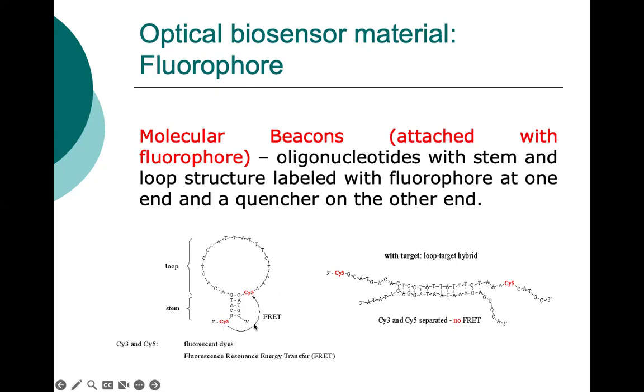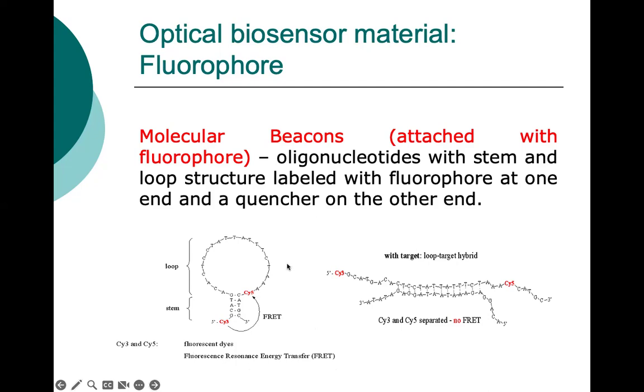When they are very close together, there is what we call fluorescent resonance energy transfer. In short, it's called FRET. FRET can be measured in the form of a fluorescent signal, so you can measure the FRET.